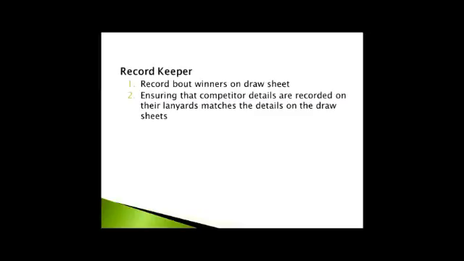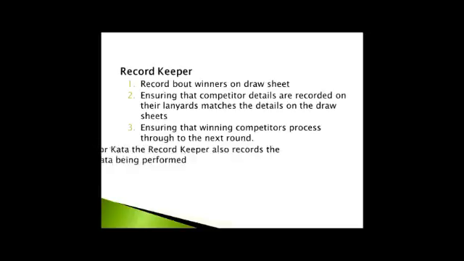Record keeper. So the record keeper will record the bouts on the draw sheet. So the sheet of paper that has the actual draw on it, like I showed you before, I'll write down who wins each match. Ensuring that the competitor details recorded on their lanyards match details shown on the draw sheet. So again, that's just making sure the names are correct. That's what we need to make sure happens on the day, because we're not going to have lanyards. Ensure that the winning competitors proceed through to the next round. So it's also making sure that I get the right competitor competing through the next round.